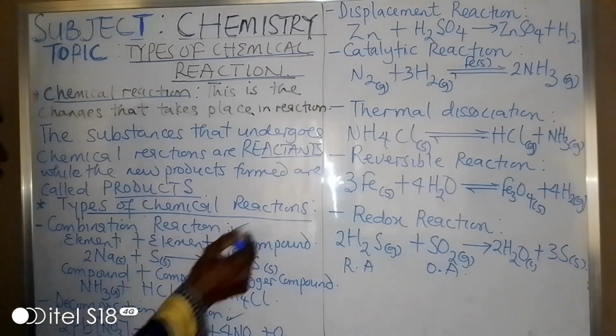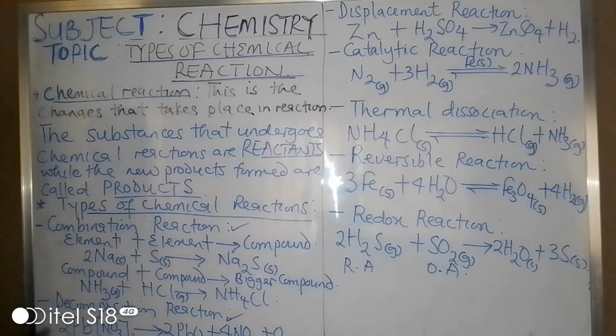Now, another type of reaction is called what? Decomposition reaction. In this decomposition reaction, we find out that a single compound breaks down into two or more. But in most cases, when heat is involved, they normally call it thermal decomposition, where heat is involved. So breaking down of a single substance or compound in most cases to form what? Two or more substances, called decomposition.